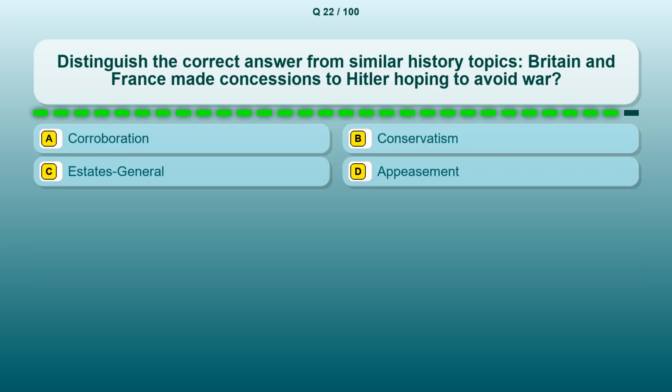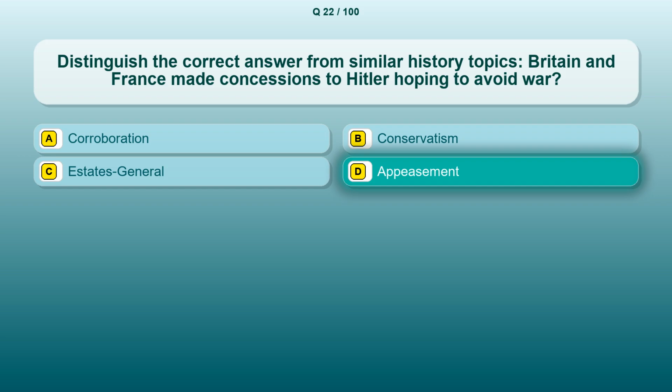Question 22. Distinguish the correct answer from similar history topics. Britain and France made concessions to Hitler hoping to avoid war. Option A, corroboration. Option B, conservatism. Option C, estates general. Option D, appeasement.